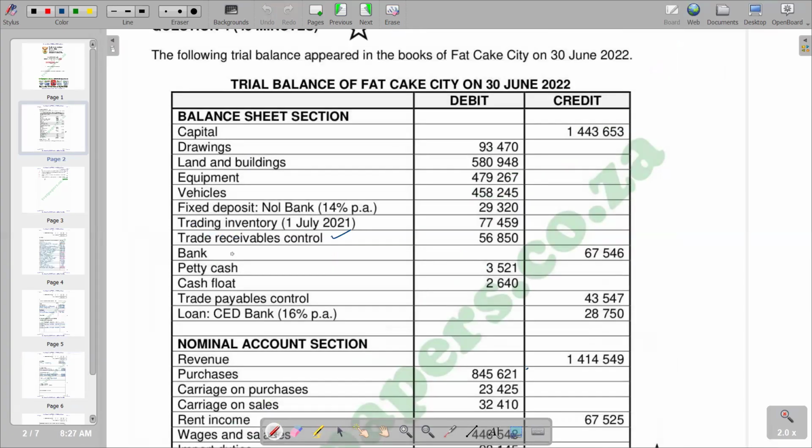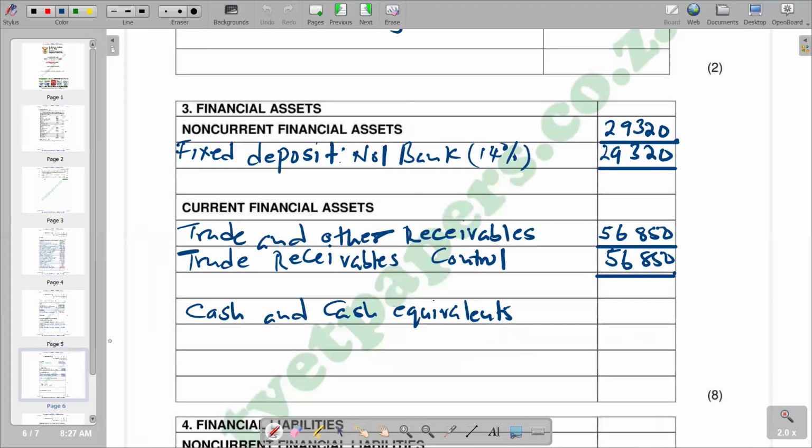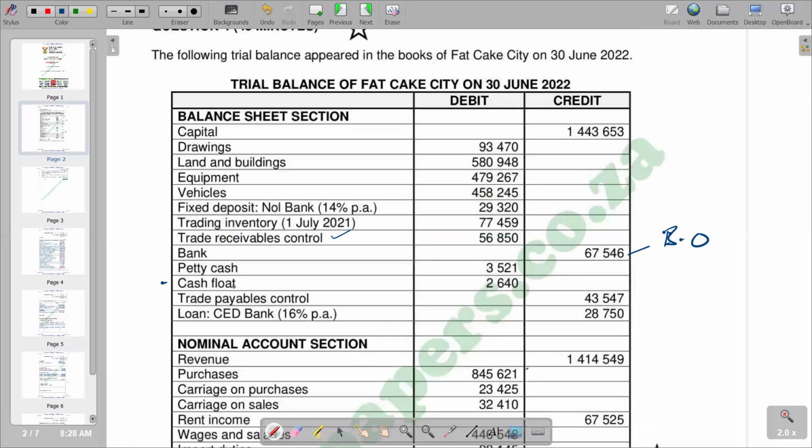We see that we have got bank. We cannot include it because it has a credit balance. We know that when it's a credit balance, it's a bank overdraft and it's a current liability. So we're not supposed to put it under current assets. So we go to petty cash. We've got petty cash 3,521. Moving on, you'll see that after petty cash, we are also having cash float. It's also part of cash and cash equivalents, 2,640.